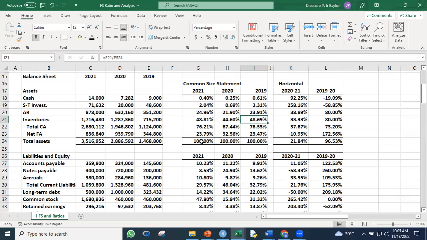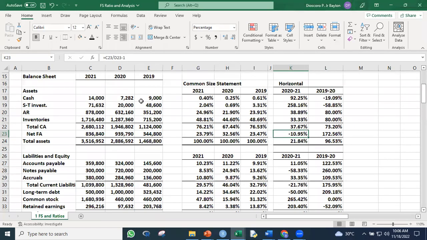For fixed assets, you notice that there was a jump as far as 2020 is concerned. In 2020, the percentage of fixed assets was around 33%. But in 2019 and 2021, it was more or less around 24%. So there was a jump in 2020. And we can see here, for example, that fixed assets went down from 939 to 836. It was a decline of 11%. So the question is, what could be the reason for that? Did the company sell off or dispose of some of its assets?